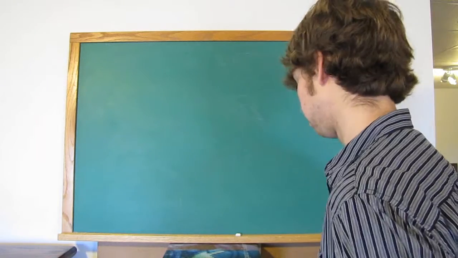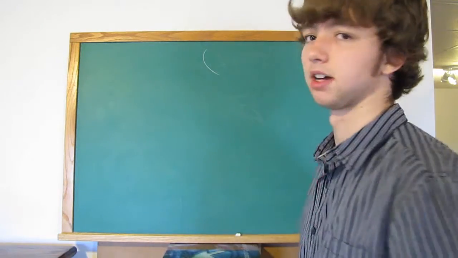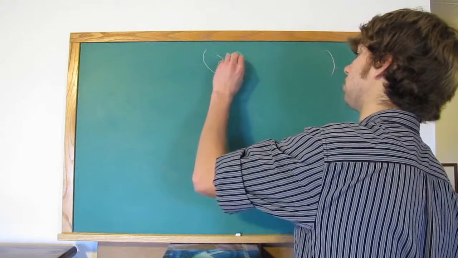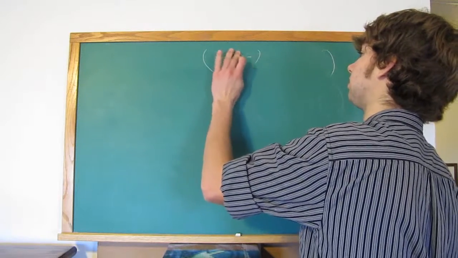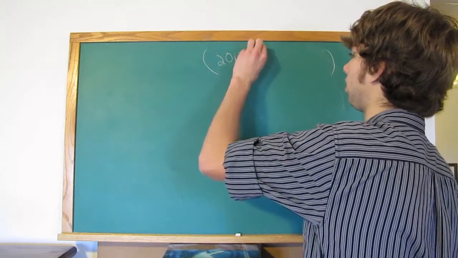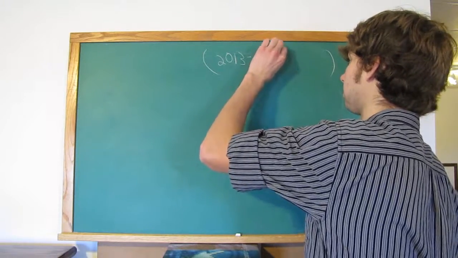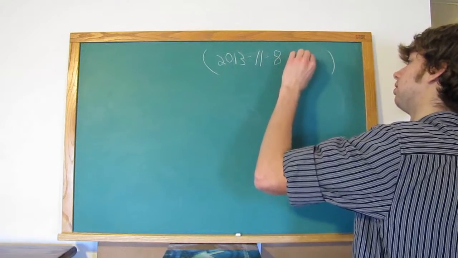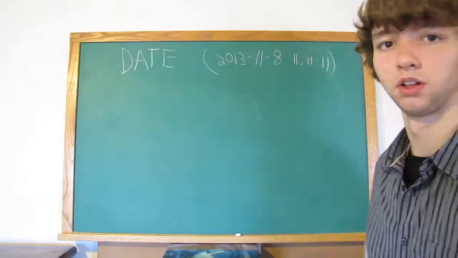So basically, you have a function, and then in parentheses, you can give it a date time, which is in this format. So let's say 2012. No, let's make that 2013, month 11, day 8. And then the time would be hour 11, minute 11, second 11. See, these are very simple.